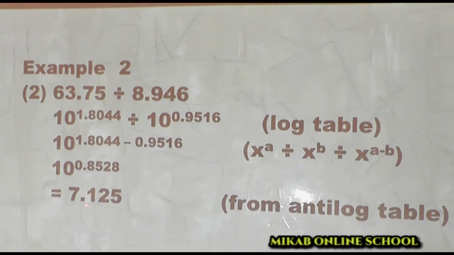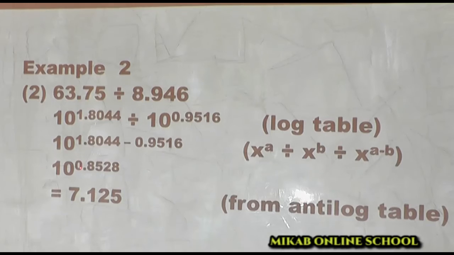So now, 10 raised to the power of 0.8528 is going to give us what? Checking from the anti-logarithm table, we are going to check 85 under 2 and the difference of 8. You will have 7125. That is what you get from the anti-logarithm table.